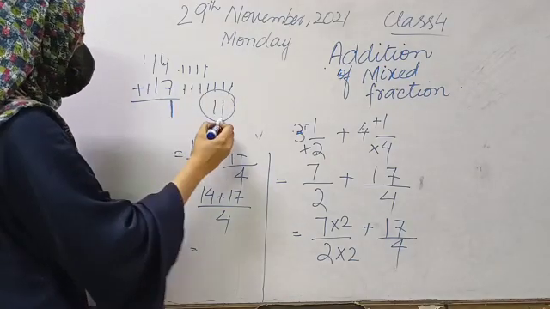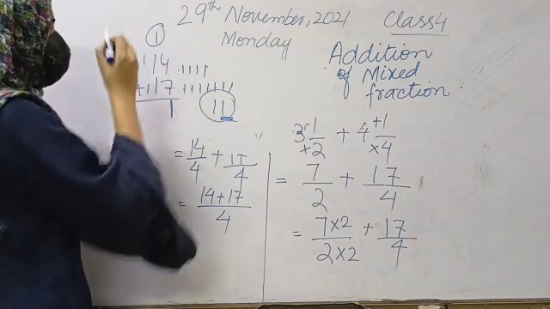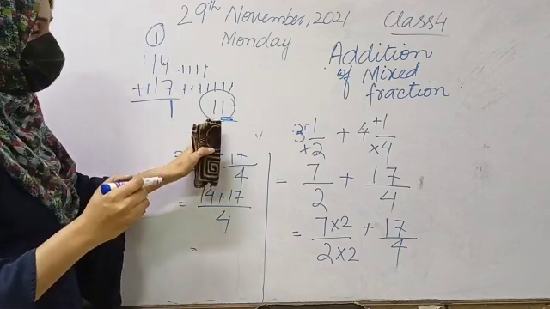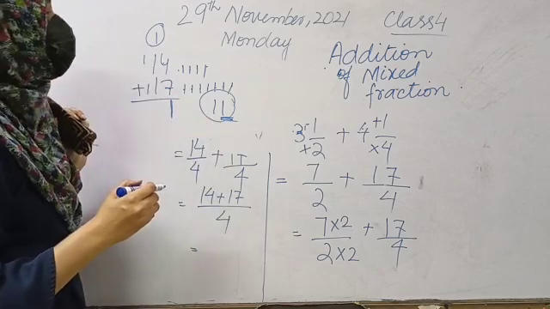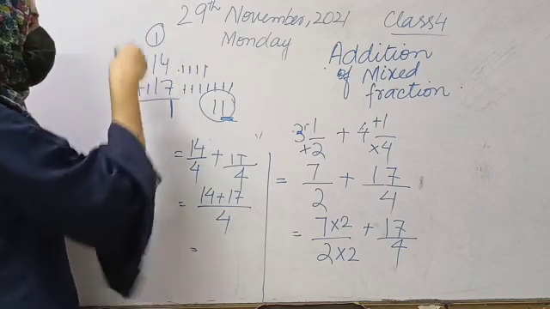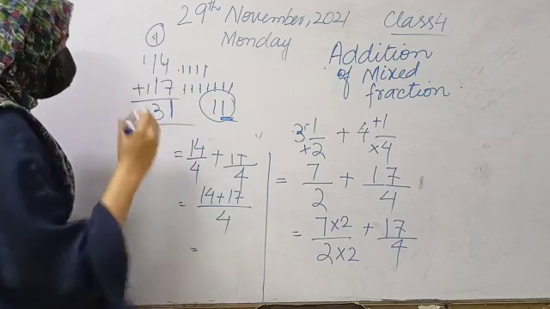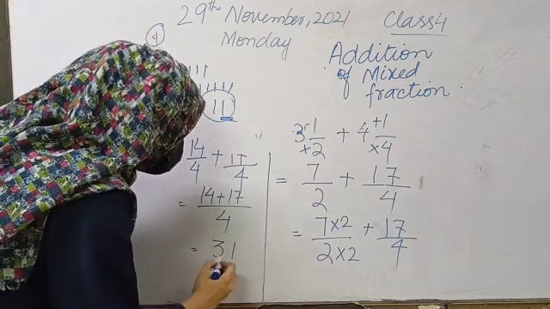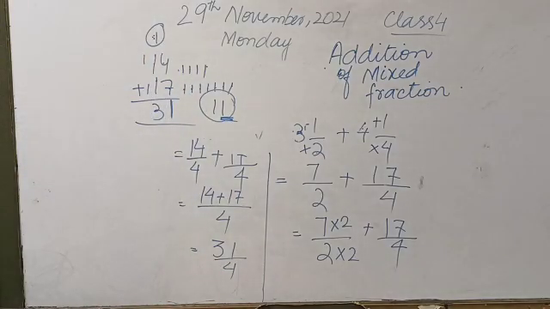So I will write the number which is at right side and I will write the number which is at left side, 1, as a carry on the next number. Fine. Now I will simply add this whole side, which is 1 plus 1, 2, and 2 plus 1 is 3. So we have 31 by 4. Fine. 31 by 4. Now class, in the end we will simply divide it.